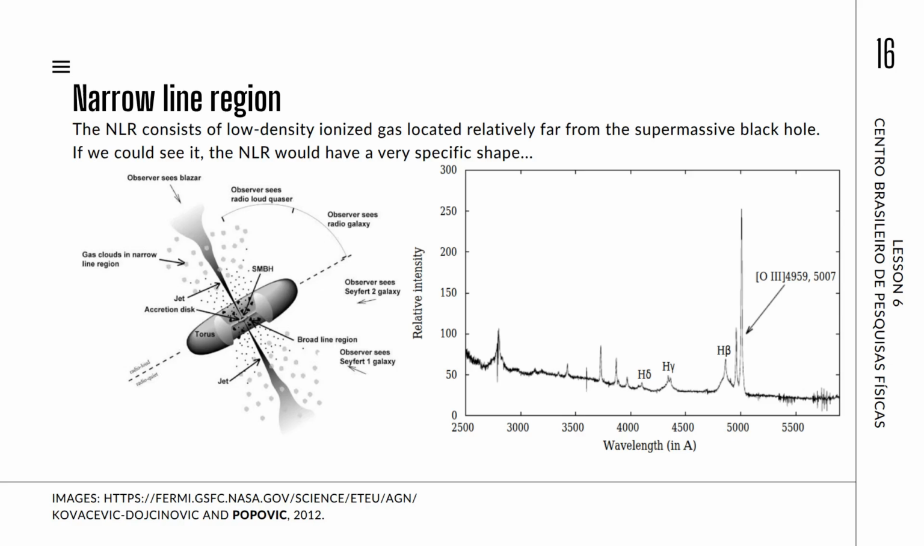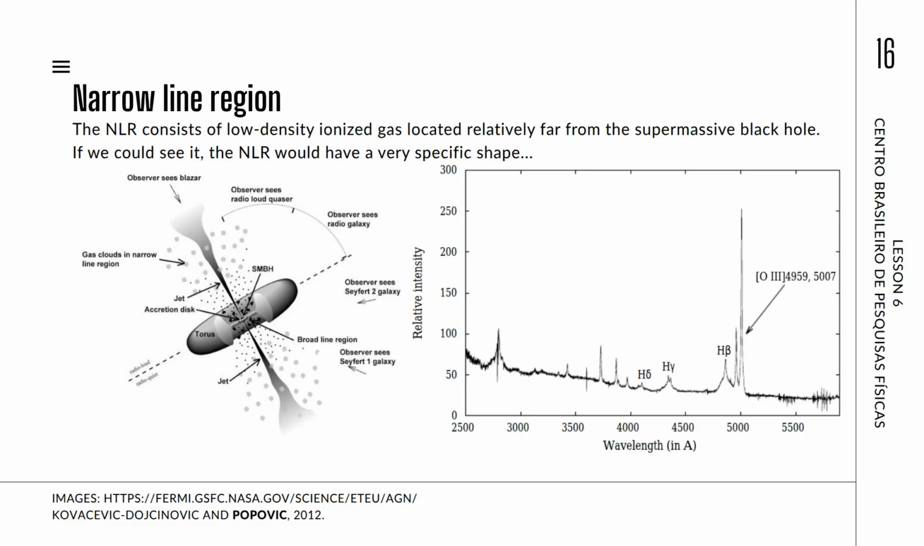Okay, let's go to the narrow line region. So the narrow line region consists of a low density ionized gas located relatively far from the black hole. Narrow lines, the dispersion velocity is very, very small. If we could see it, the narrow line region would have a very specific shape. Actually, you can see it, but this is part of the plot here.